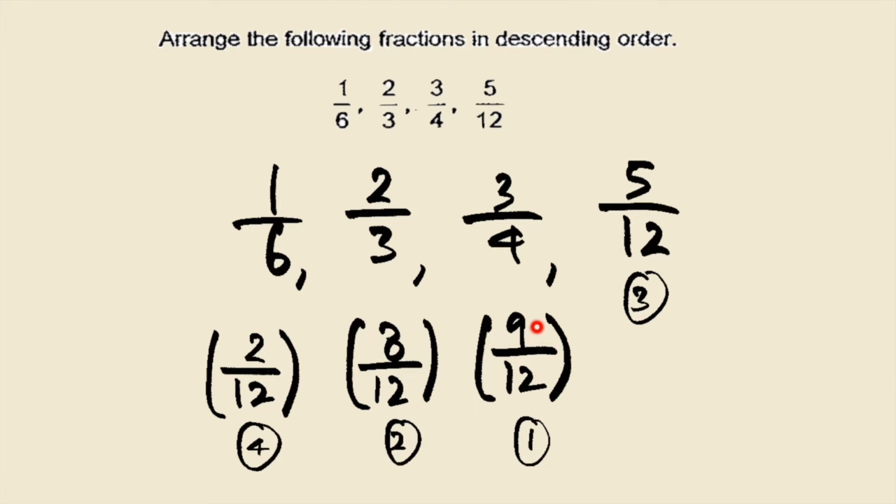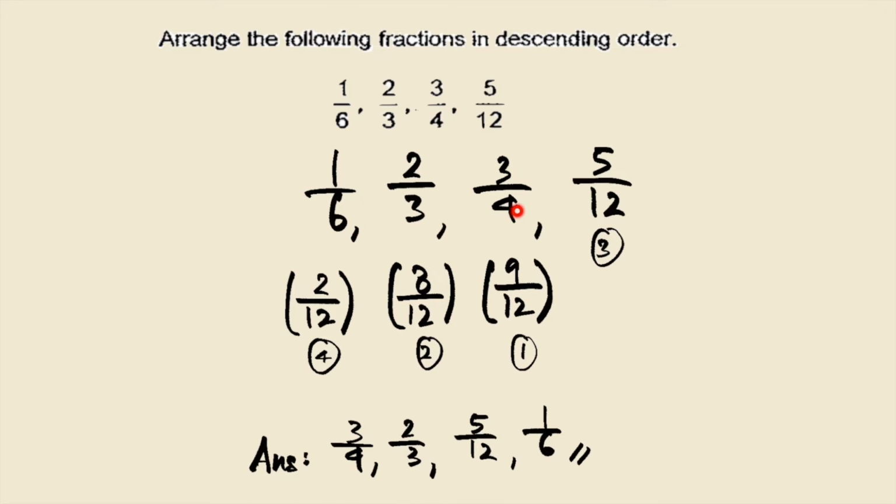Think of this as total marks of 12. This student got 9. Well, that's the largest score, isn't it? Followed by the student who got 8/12, and then finally 5/12 and 2/12. So I've ranked them accordingly, but make sure that I write only the original fraction that's given to us in the question. So rank 1 will be 3/4, rank 2, 2/3, so on and so forth.